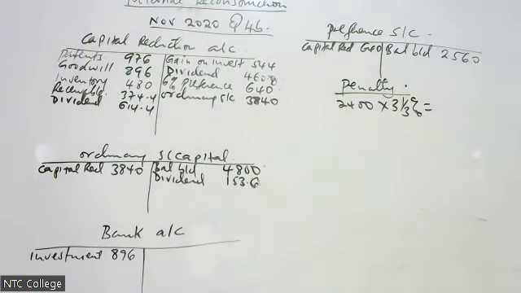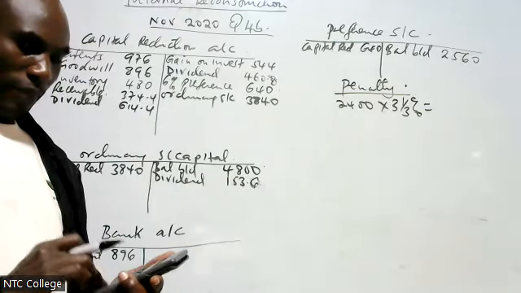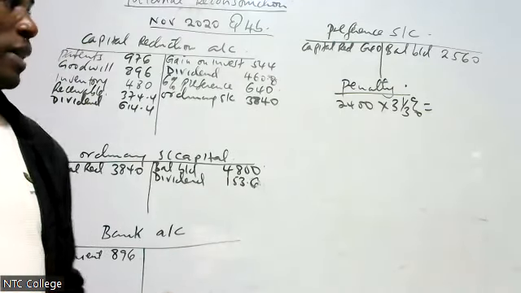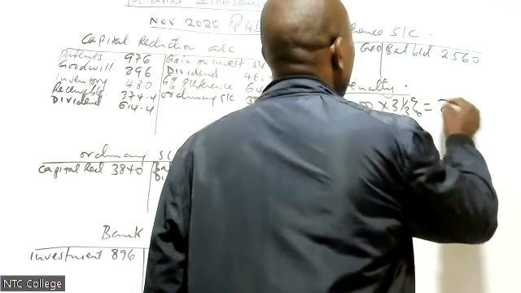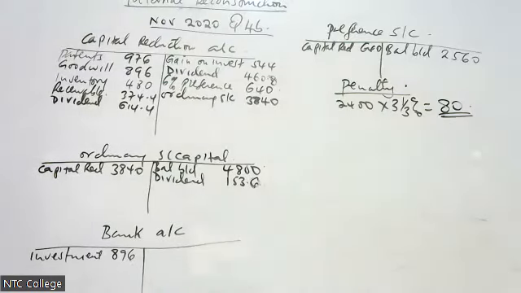Help Mwalimu get the penalty. Just quickly help Mwalimu get the penalty there. How much is the penalty? Okay, Mwalimu is getting the penalty as 8 million.